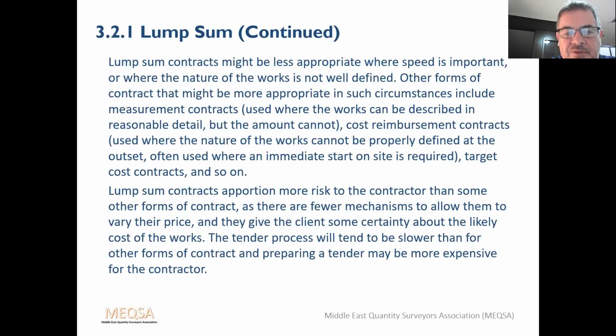Lump sum contracts apportion more risk to the contractor than some other forms of contract, as there are fewer mechanisms to allow them to vary their price, and they give the client some certainty about the likely cost of the works. The tender process will tend to be slower than for other forms of contract, and preparing a tender may be more expensive for the contractor.